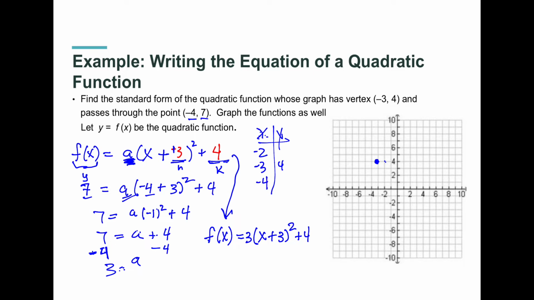Plugging in negative 2, negative 2 plus 3 is 1. So that gives me 3 times 1 squared plus 4. That gives me 3 plus 4, which is 7. So negative 2 gave me 7. Would negative 4 give me the same thing? Well, negative 4 plus 3 is negative 1 squared, which becomes positive 1, and we end up with the same outcome. So we know we have that symmetry on either side of the parabola. So 2, 7, negative 4, 7.